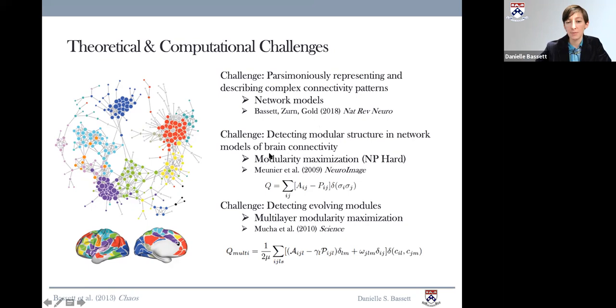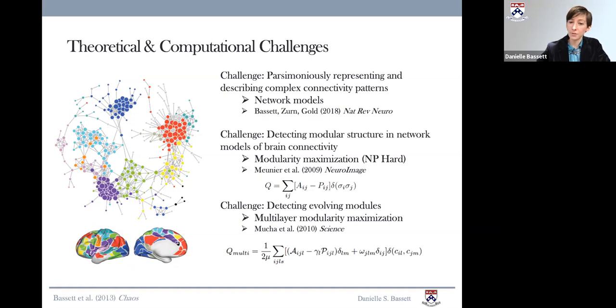The second challenge is to detect modular structure in models of brain connectivity. And modularity maximization is one method that we have been using. It was applied in the context of neuroscience, I think first by David Meunier, who was at the time a postdoc in Ed Bullmore's lab at the University of Cambridge. This is a paper that was published in 2009 in NeuroImage, which I think was the first application of modularity maximization to brain networks.